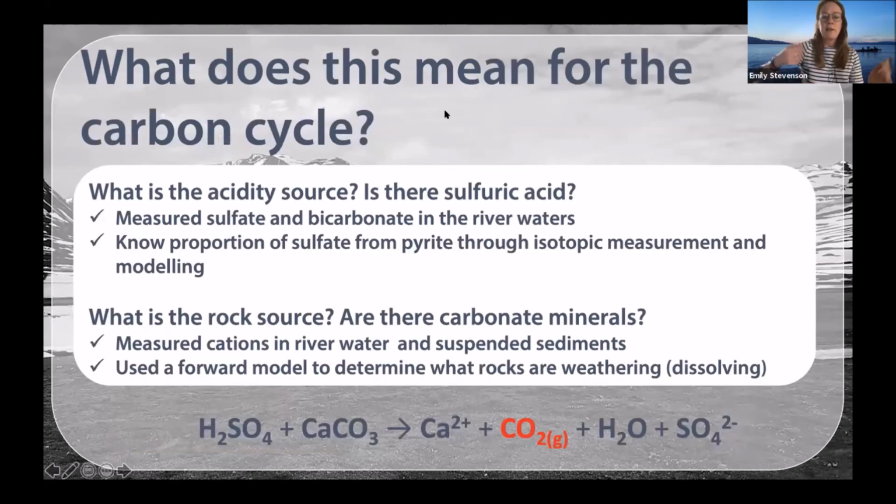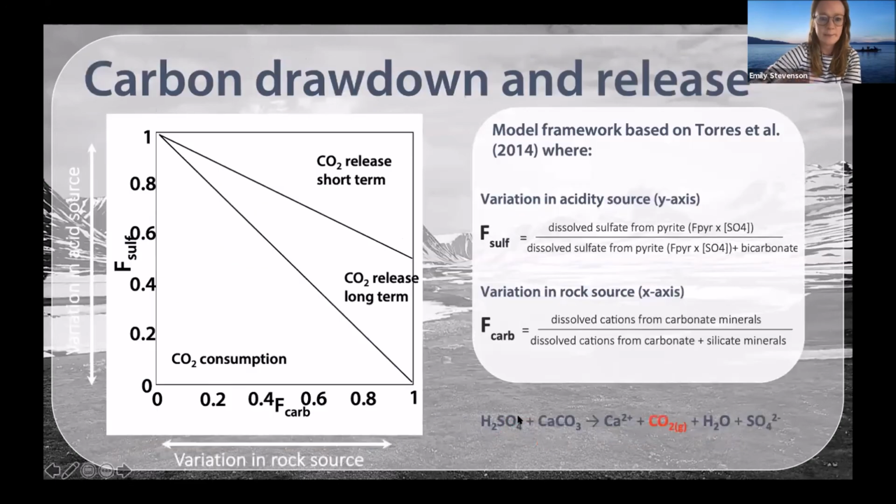So what does this mean for the carbon cycle? We've been to the field, we've looked at the acidity source, and we found that there is sulfuric acid present in the water. So we have sulfuric acid, but does that mean it's weathering carbonate minerals? This is the important reaction. So we have sulfuric acid, carbonate minerals. If these two are together, they can release CO2 to the atmosphere. So yeah, we've looked at the acidity source, we've looked at the rock source, both of these are present. So how does this affect the local carbon cycle?